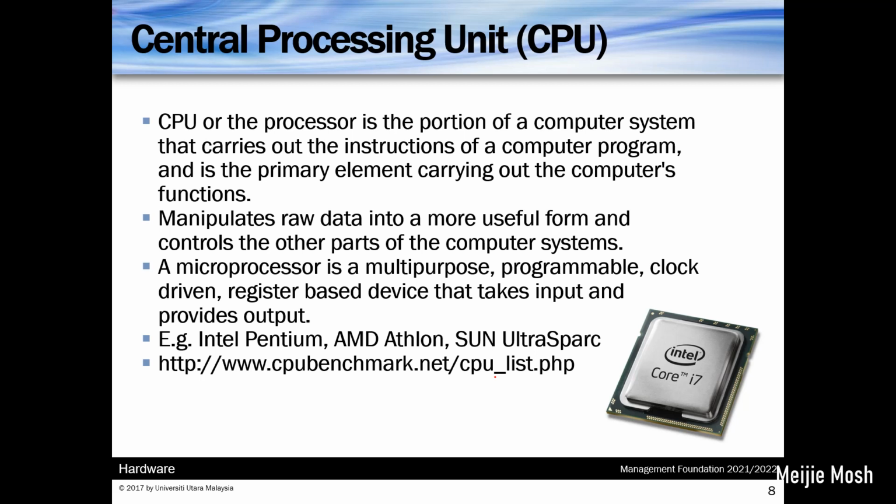To control instructions and data flow to and from other parts of the computer, the CPU relies heavily on a chipset, which is a group of microchips located on the motherboard. So the examples of the CPU are Intel Pentium, AMD Athlon, Sun UltraSPARC, and many more. A list of CPUs can be found at this URL address.